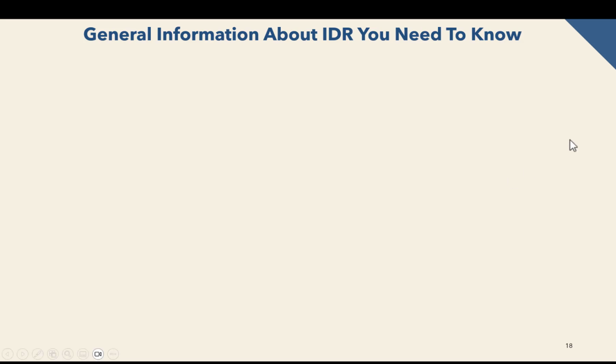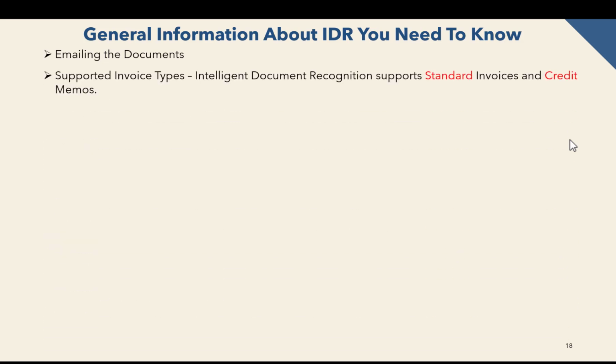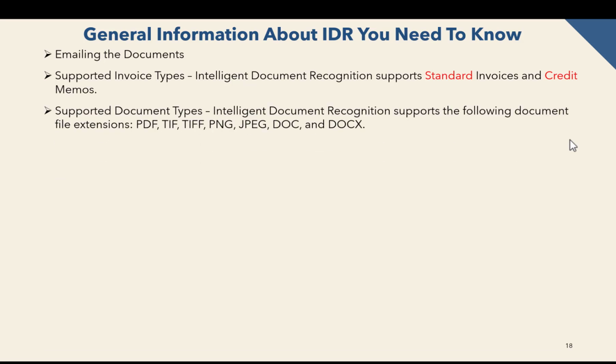There is some general information about IDR you need to know. Emailing the documents that support invoices, lines or types: IDR recognition supports two types, standard and credit memo. Supported document types: as I told you, IDR also supports the following file extensions: PDF, TIF, TIFF, PNG, JPEG, DOC, and DOCX.